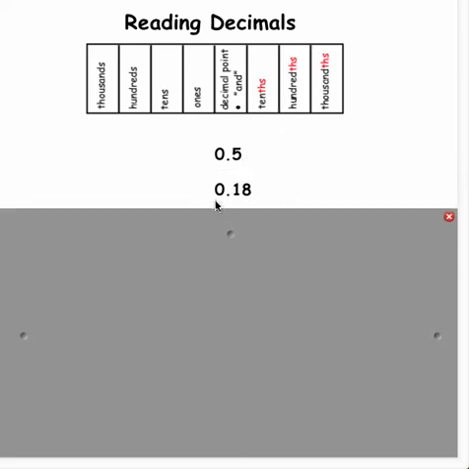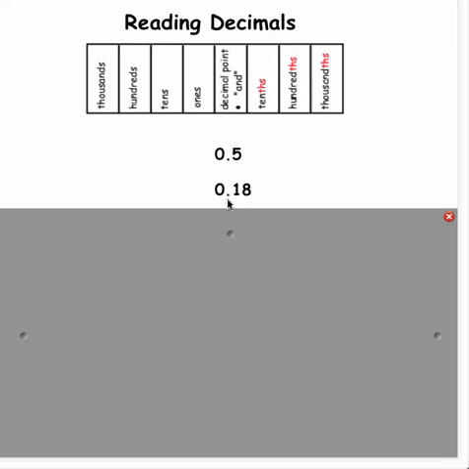Let's try another one. This time you'll see there's 0.18. I'm going to say the numbers together first, 18, and then I need to say the place value that's furthest to the right. This 8 here is in the hundredths place because it's the second number over to the right.